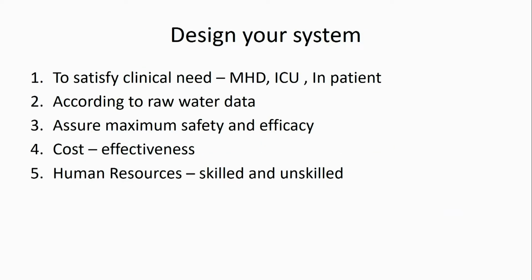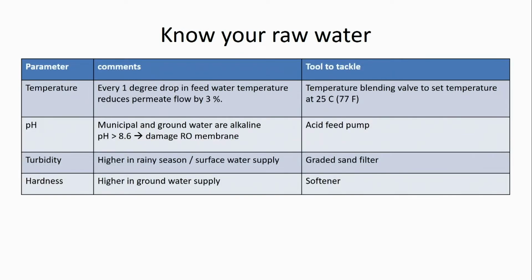So, we should design our system to satisfy clinical needs according to the raw water data. We have to assure maximum safety and efficacy, which should be cost effective and depend on the available skill set of human resources. So, you should know some physiochemical properties of your raw water. For example, extremes of temperature can affect performance of your RO membrane.